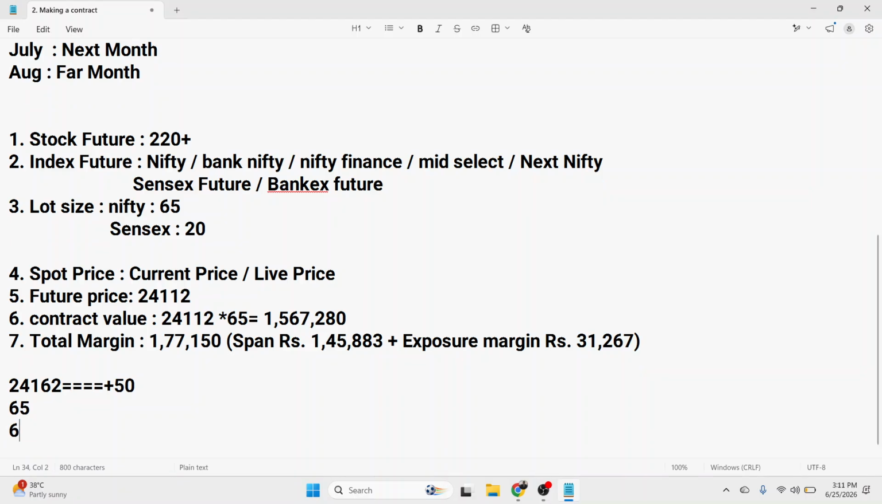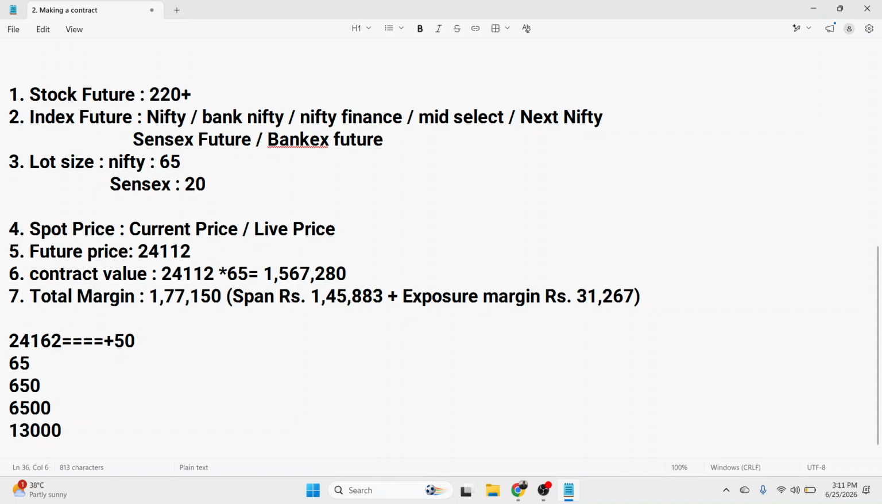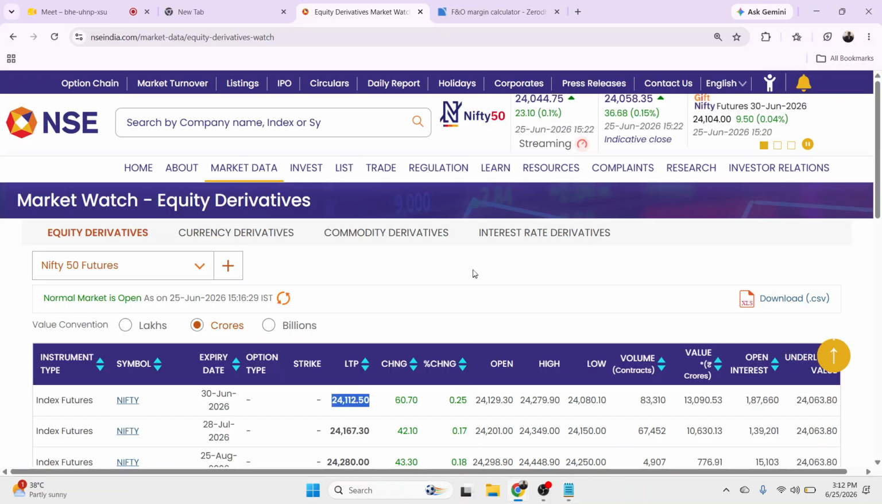For a 1 rupee change, for 10 points, for 100 points, for 200 points, you will get the profit accordingly. The same way for loss. If the Nifty price decreases by 1 rupee, there would be a loss of 65 rupees. If the price of the Nifty declines by 10 rupees, the loss would be 650. If it declines by 100 points, the loss would be 6,500, and so on. If the price decreases by 200 points, the loss would be 13,000. So profit and loss are both in the same ratio. If the market does not go in your direction, the loss would be in the same ratio. This is how the market reacts according to the future.